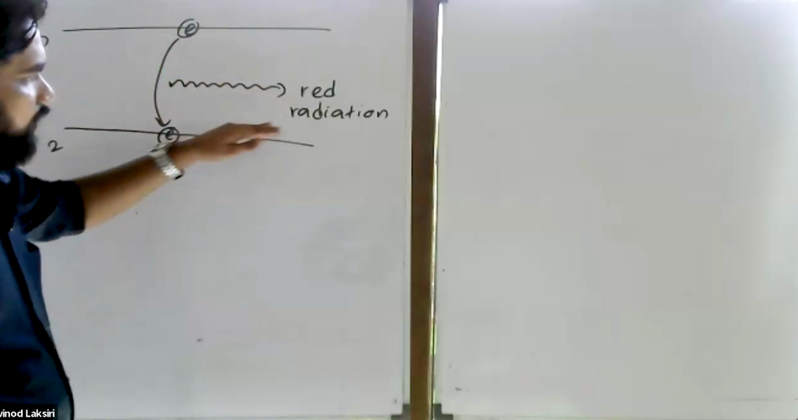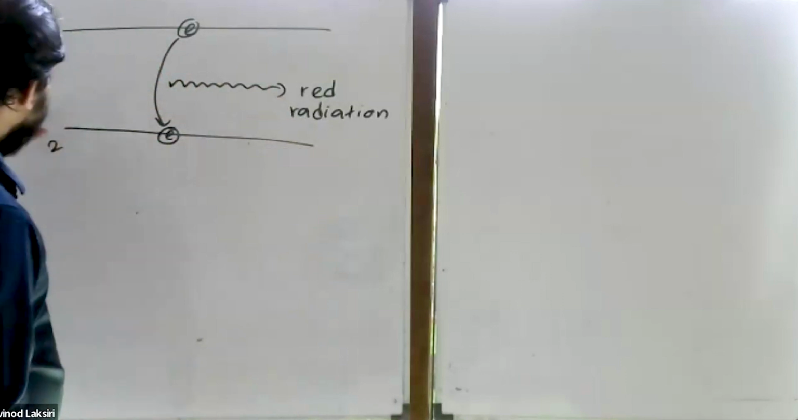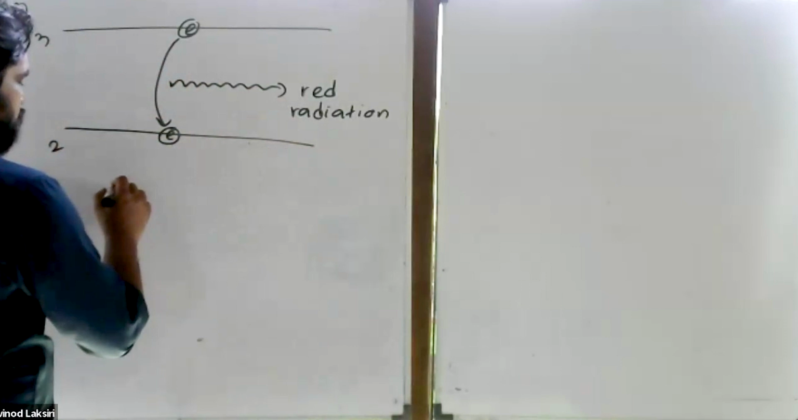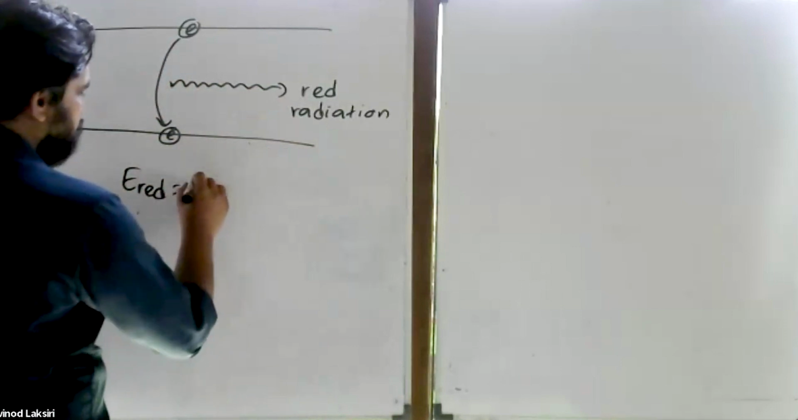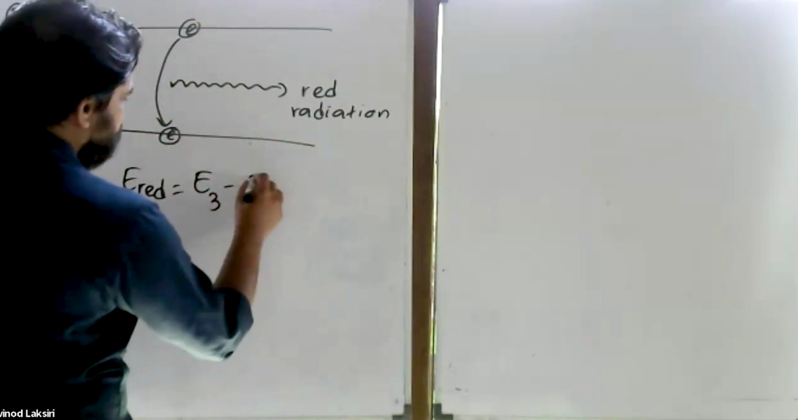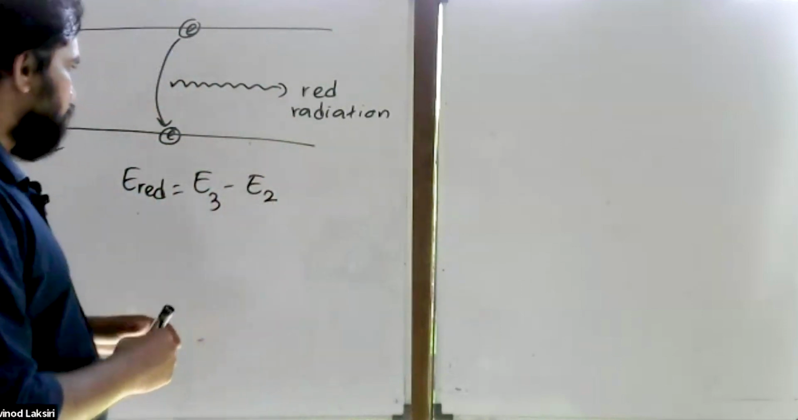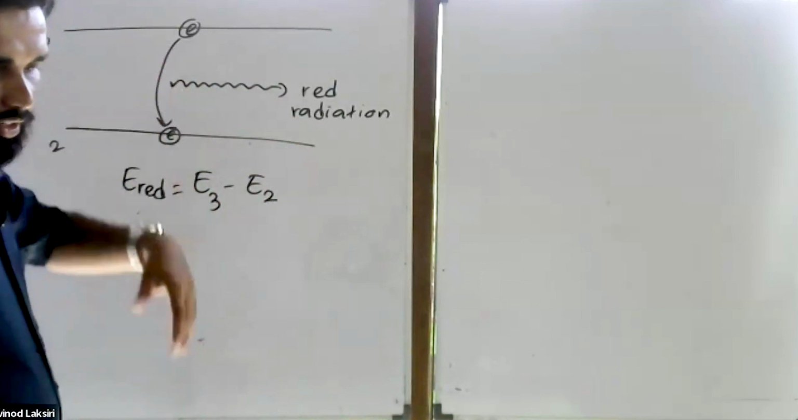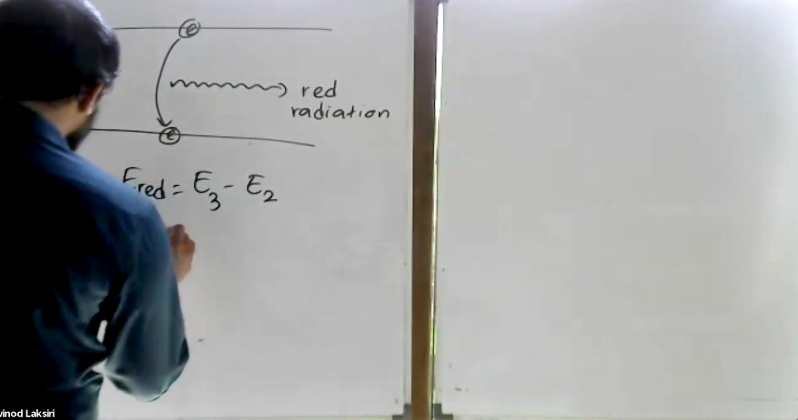To understand, the energy of this red radiation is equal to the energy difference between the third and second levels. Therefore, we can write down the equation. Energy of red radiation is equal to the energy difference between third and second. Like always, the energy of the upper level is higher than the lower level. So, what is the energy of the third level?